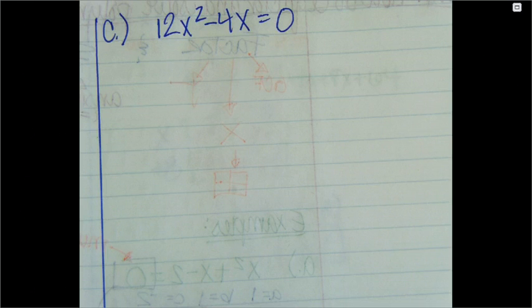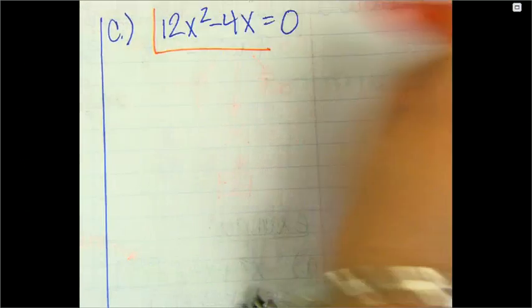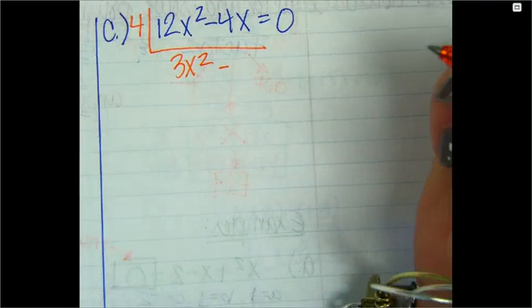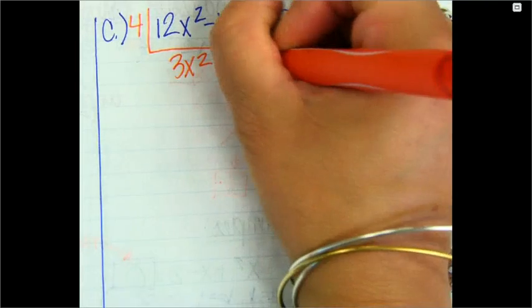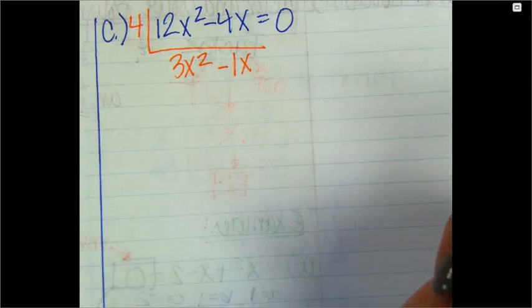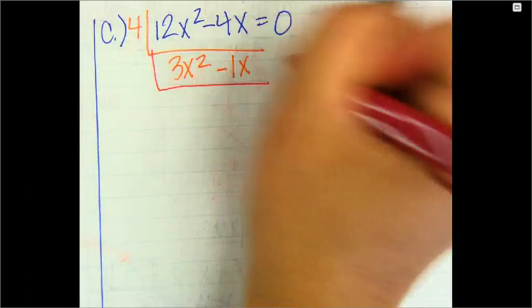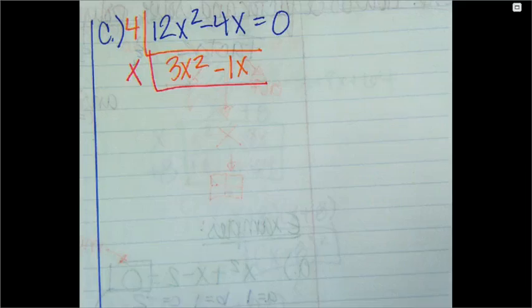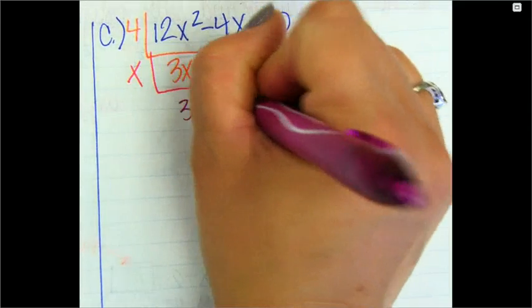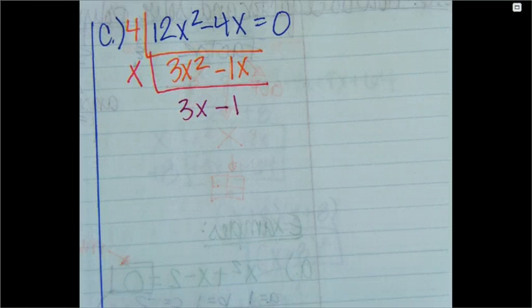What does this one have? GCF. What's the GCF? 4. Okay, we get 3x squared minus what? I'm going to put a 1 in front. What now? Factor again another GCF of a what? Of an x. What's left? 3x minus 1. Now what? Is there anything in common?